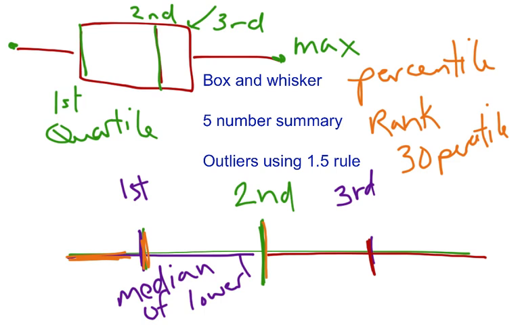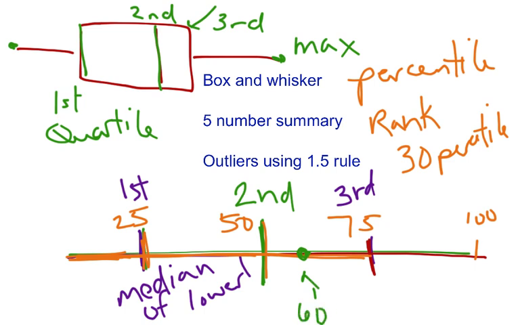If you're the second quartile, that means you're at the 50th percentile. If you're the third quartile, that means you're the 75th. So this is 25, this is 50, this is 75, and of course here's the 100. So if you were somewhere on a box and whisker and you're somewhere between the 50th and 75th percentile, you might be around, say, approximately the 60th.